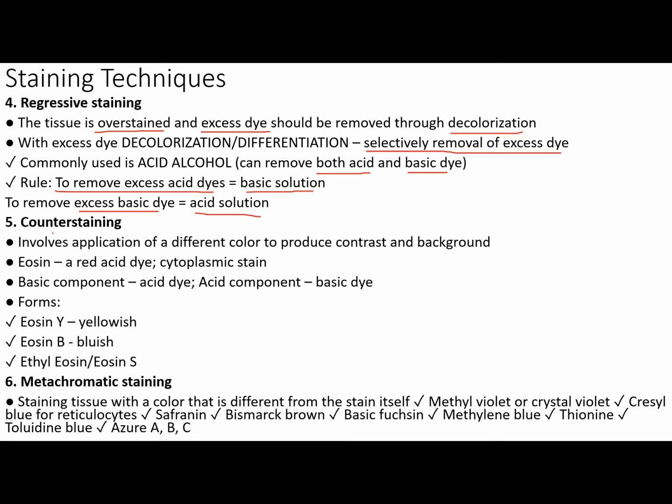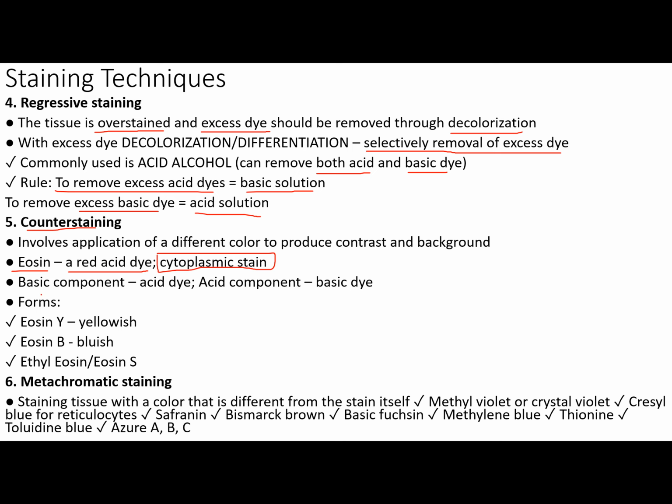Then another staining technique is counter staining. It involves application of a different color to produce contrast and background. Here you use two or more types of stains, class. An example is eosin, which is a red acid dye used for cytoplasm, class. Thus, eosin is a cytoplasmic stain.